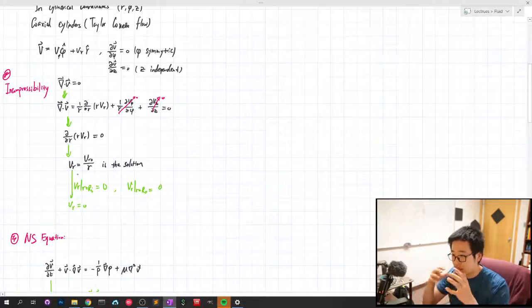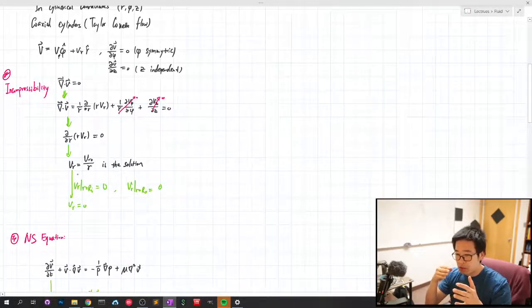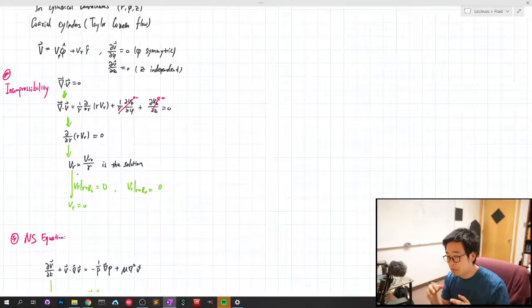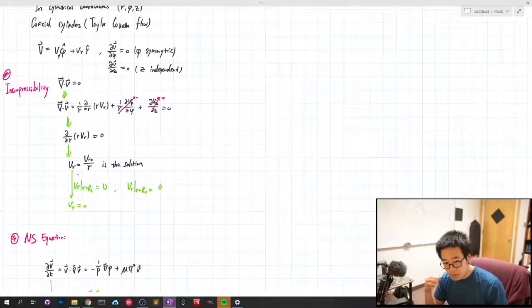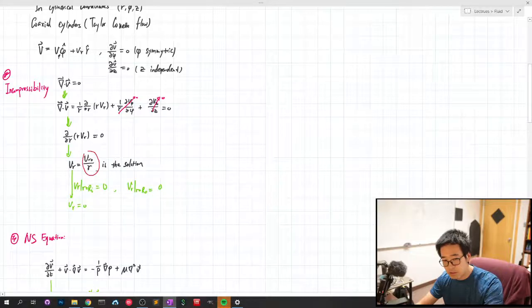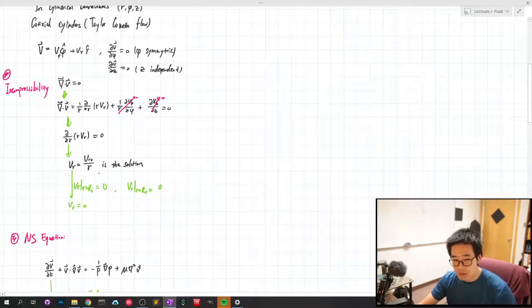We know that the fluid won't flow into the tube or out of the tube when it's on the boundary. Then this has to be true for r equals Ri or r equals Ro. So the only way to satisfy both boundary conditions is for the constant to equal 0. Thus, Vr equals 0.